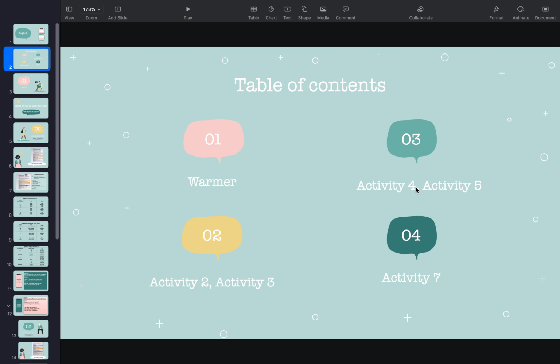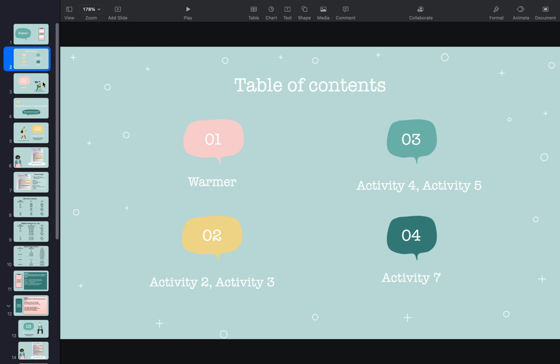Okay, this week is quite tough, I have to say, but let's just try and get through it together. Okay, number 3, activity 4 and activity 5. Okay, bahagian ketiga ada activity 4 dan 5. And lastly, number 4, section 4, we have activity 7. Okay, you'll see why we don't do activity 6 after this.